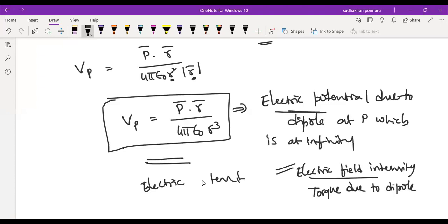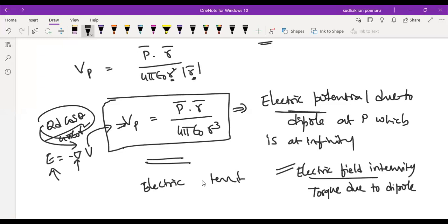Finding the electric field intensity due to dipole is very easy, since we have the relation between electric field intensity and electric potential, that is E is equal to minus del of V. Already we have found the value of V, that is P bar dot R bar, or we will use this value, that is Qd cos theta whole divided by 4 pi epsilon naught R square, and we will substitute the value of V here and apply the del operator on the above equation, and finally we will get the value of E. So this is very easy by using Maxwell's second equation. And next we have to go with torque due to dipole.